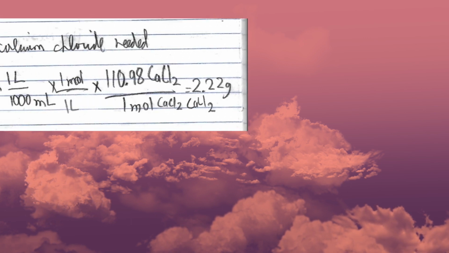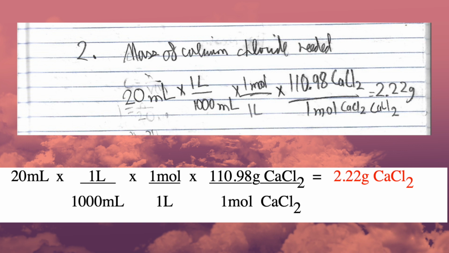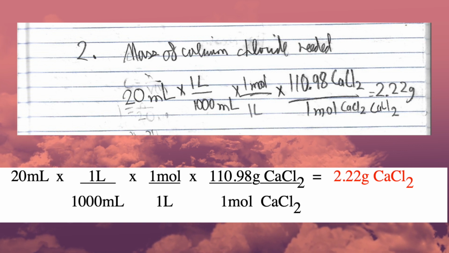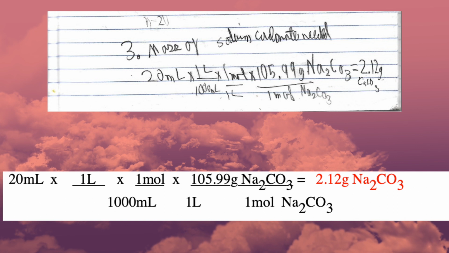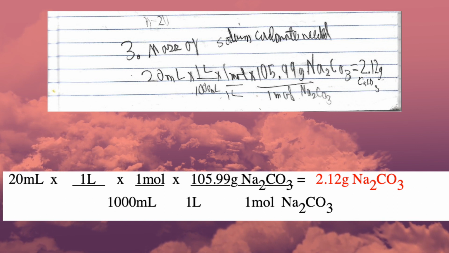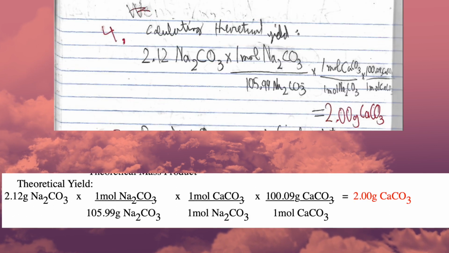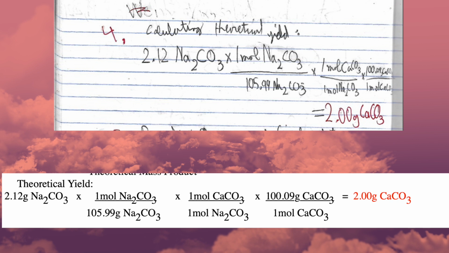After I got my balanced equation, I then found out the mass of calcium chloride that I would need for the reaction, using this equation that I had constructed. I also found out the mass of sodium carbonate that I would need for this reaction, using this equation that I had constructed above. Then I calculated the theoretical yield as is shown.